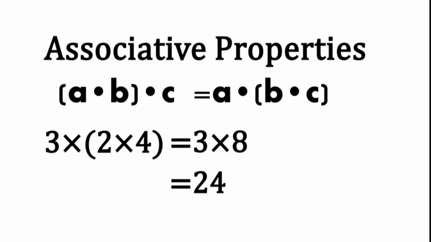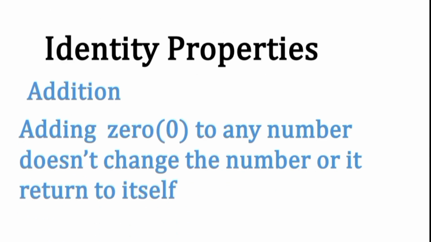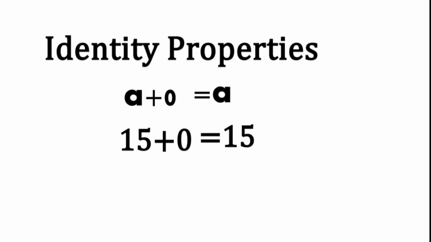And identity properties. Identity properties, two types also, the addition. Adding 0 to any number doesn't change the result, or it returns to itself. So identity: a plus 0 is equal to a. 15 plus 0 is equal to 15. Returns to itself. Nothing's changed.